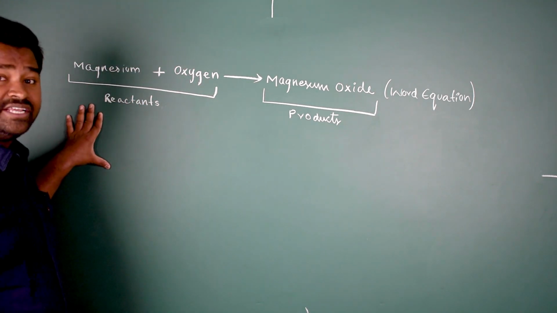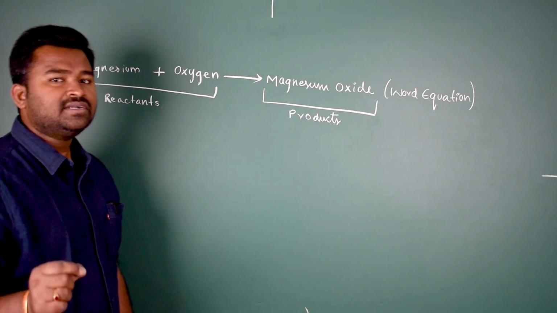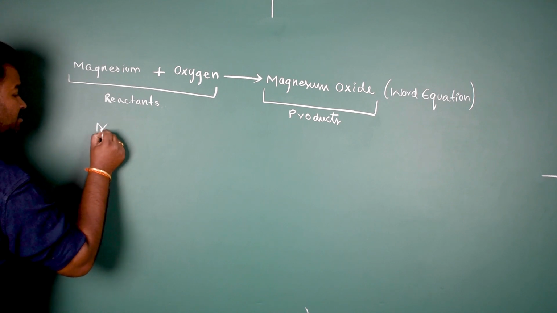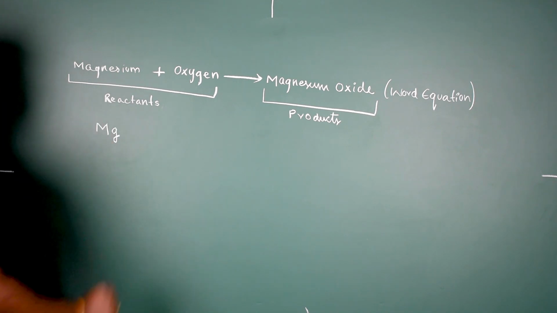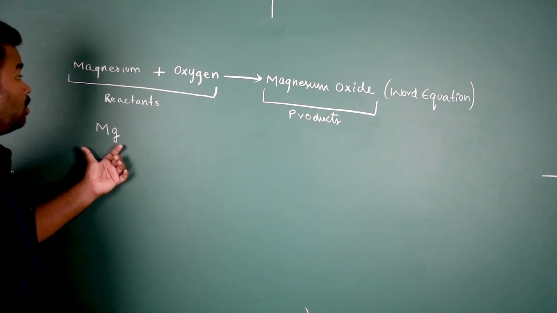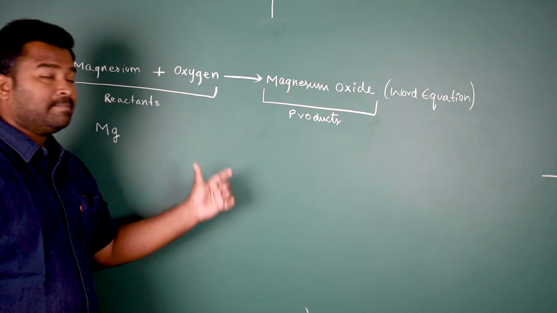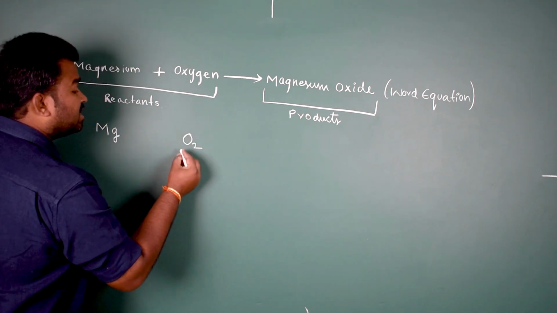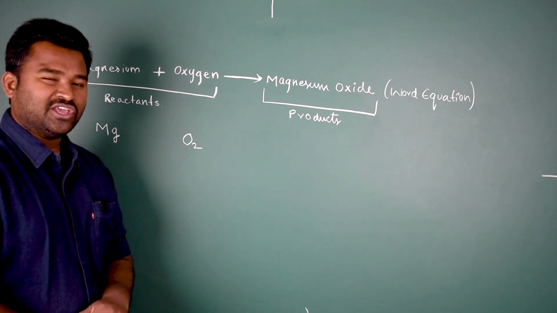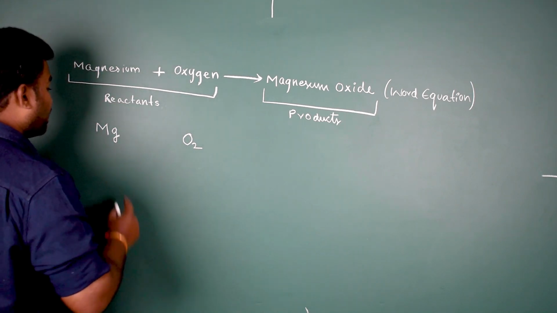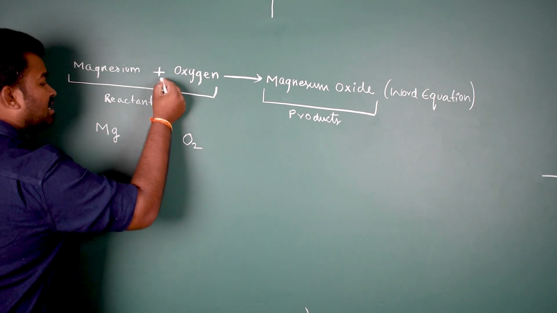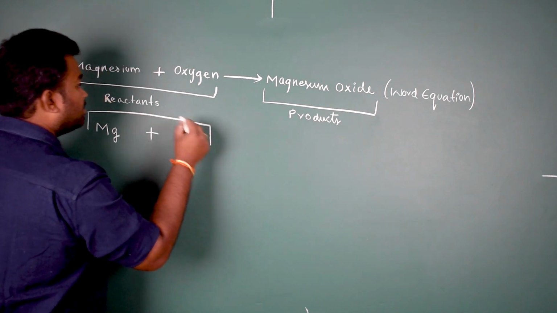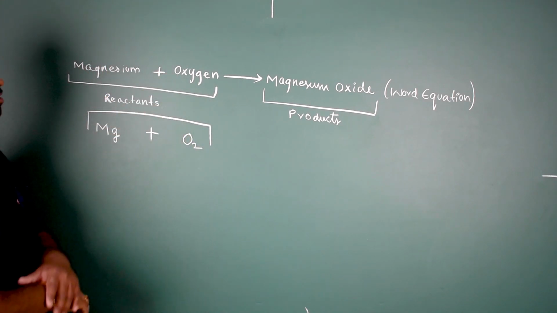So here magnesium is an element. We have learned to write the symbols of the elements. That is, magnesium is represented by the symbol Mg. Correct? Whereas oxygen is also an element, but in nature it exists as what? O2. So this is a diatomic molecule. Correct? So now when I write it in the form of symbols, and in a similar way add the plus sign, it also represents the same thing that is represented at the top.